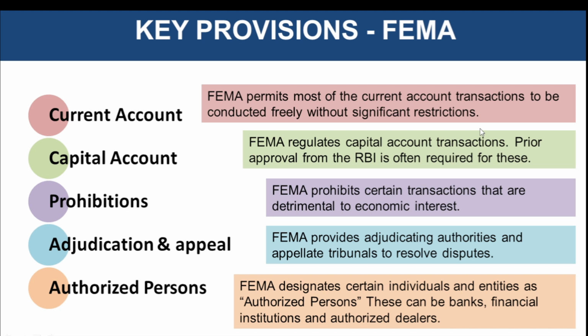So FEMA allows, in most cases, all the inward and outward remittances to be done freely, specifying the different purposes for which they are used, whether family maintenance, travel, education, etc. These transactions can be carried out through authorized dealers such as banks, and banks facilitate these transactions to be done freely without any significant restrictions.